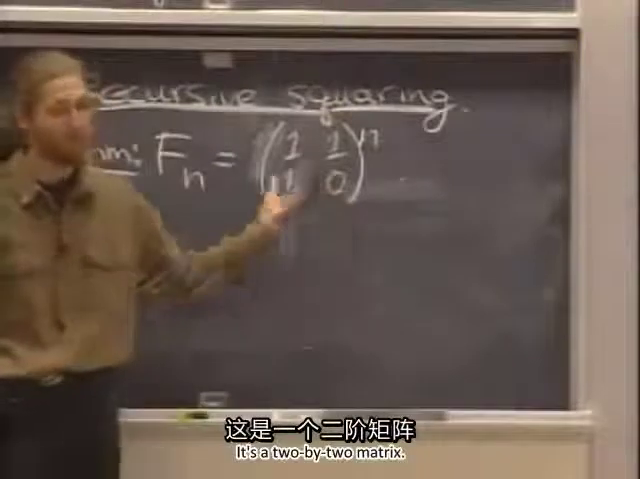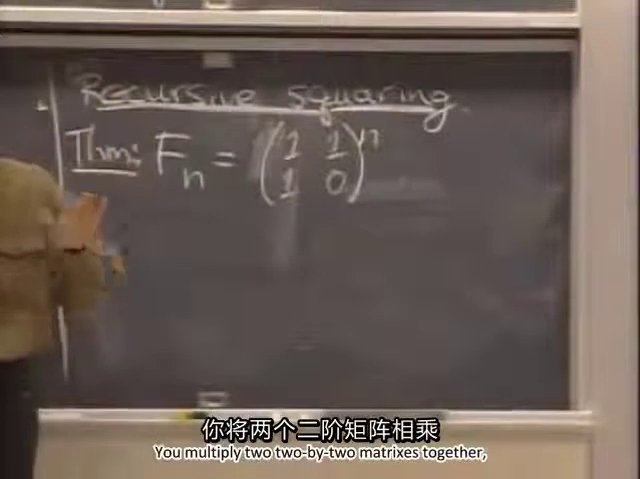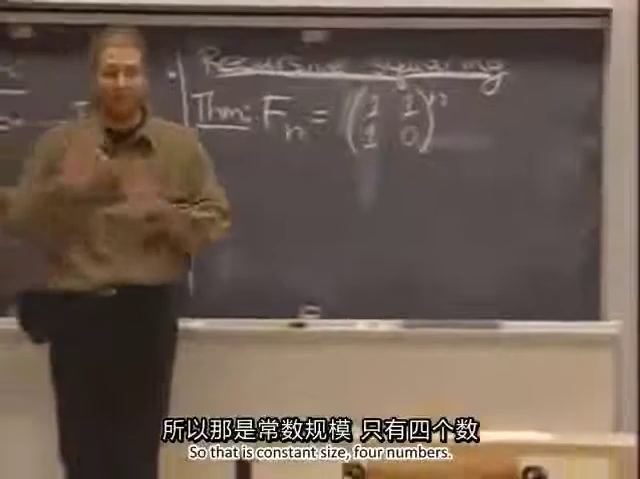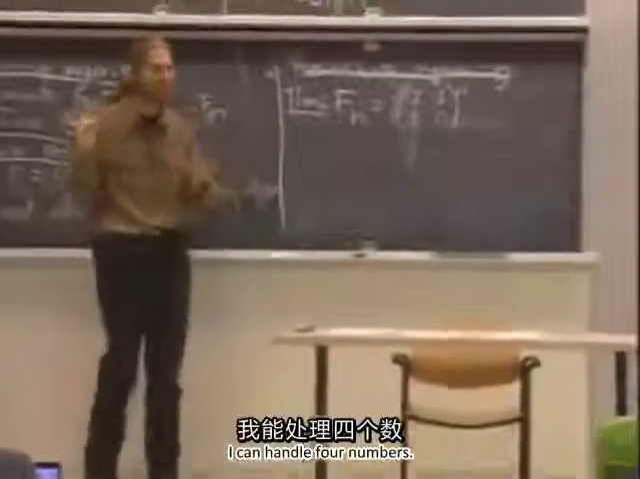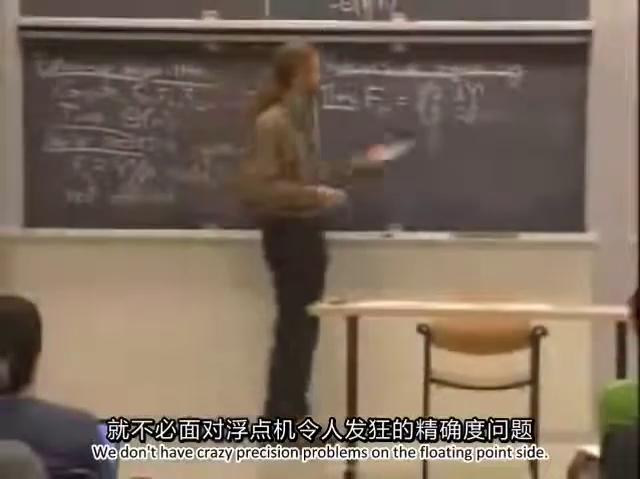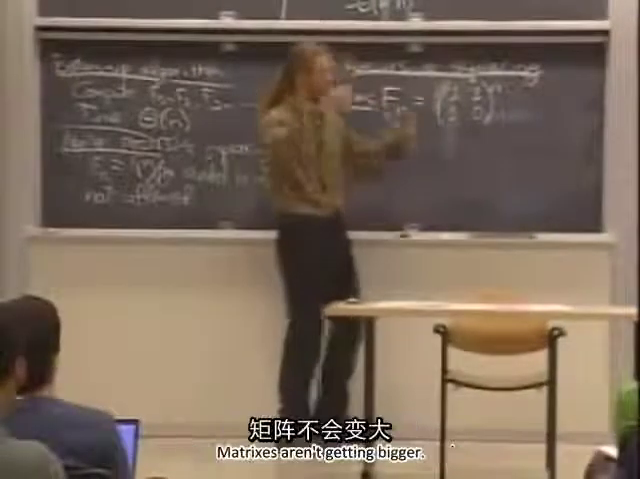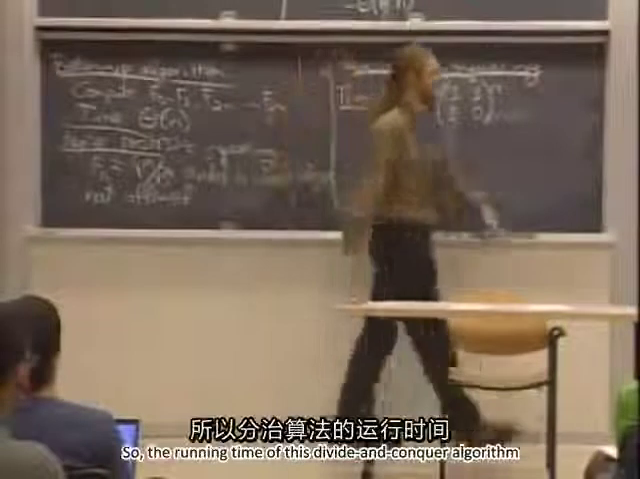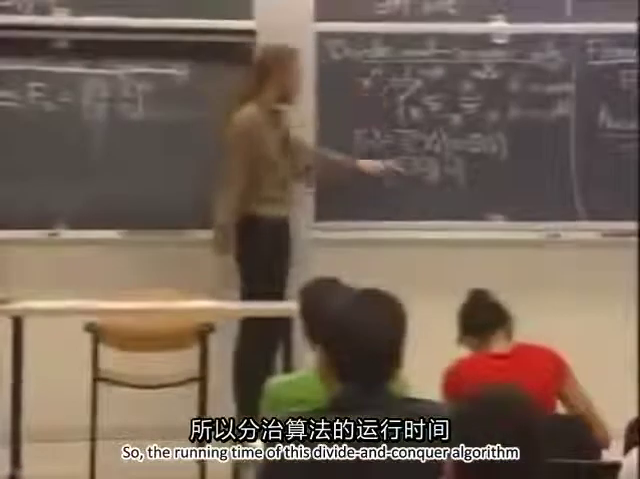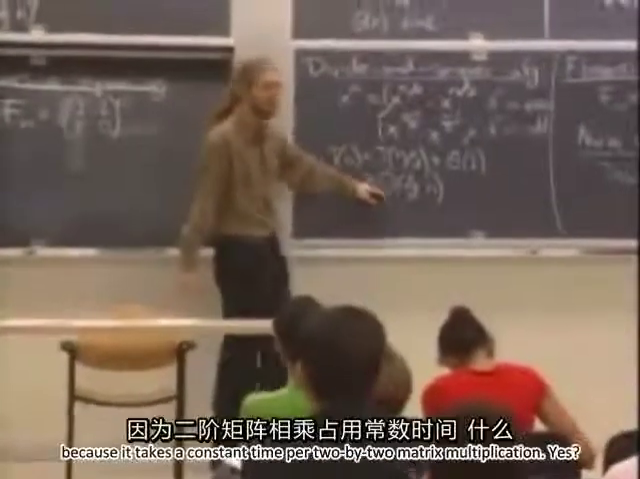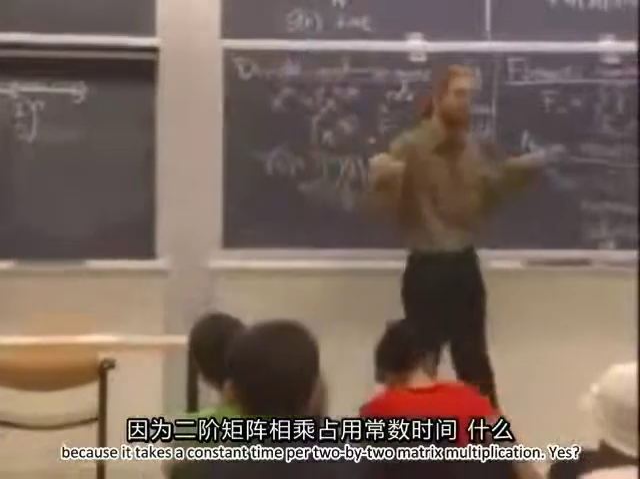It's a 2 by 2 matrix. You multiply 2 by 2 matrices together, you get a 2 by 2 matrix. So that's constant size, 4 numbers. I can handle 4 numbers. We don't have crazy precision problems on the floating point side. It's only 4 numbers to deal with. Matrices aren't getting bigger. So the running time of this divide and conquer algorithm will still be log n, because it takes constant time per 2 by 2 matrix multiplication.